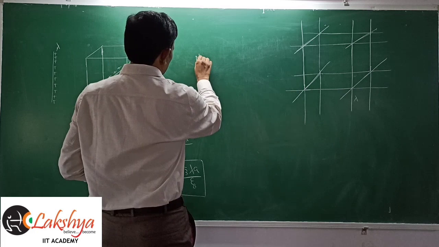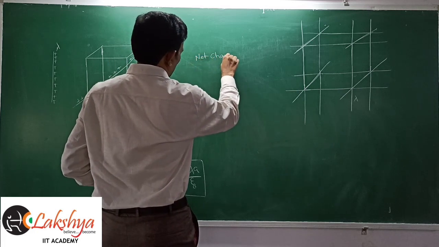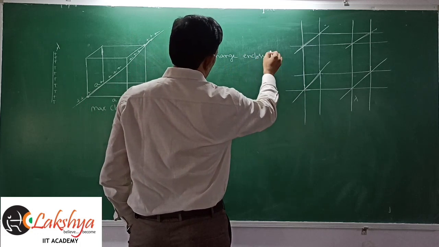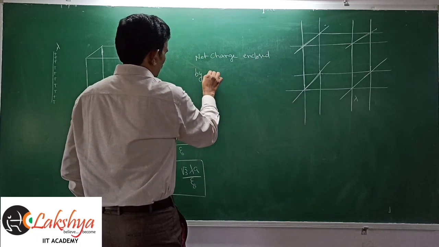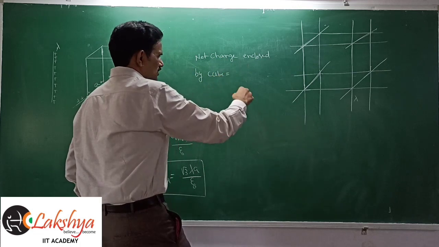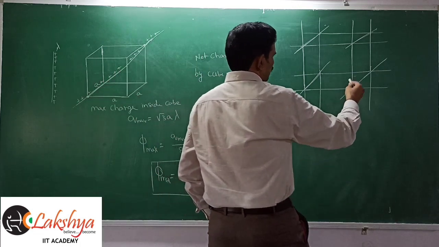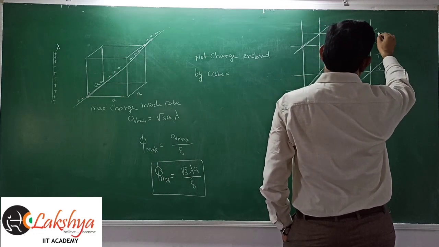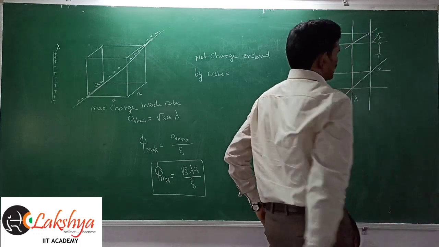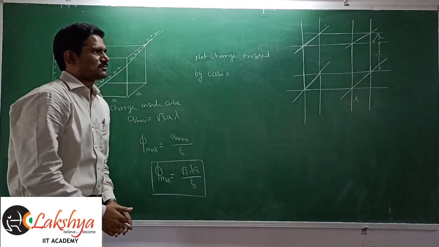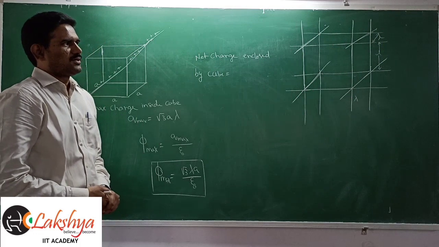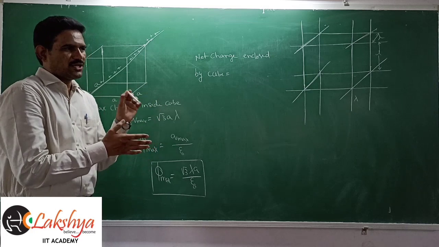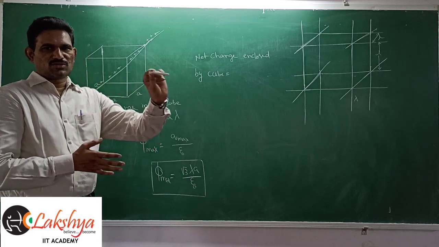So for this we need to write the net charge enclosed by the cube. Can you say how much charge is enclosed by the cube? This is a cube of side L. Note that also: the side of the cube is L. Actually we are taking a cube, and along each side a line of charge is passing, right?